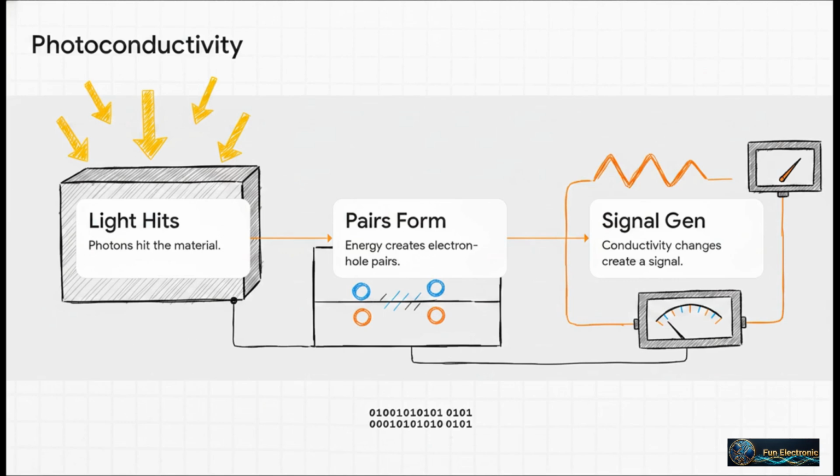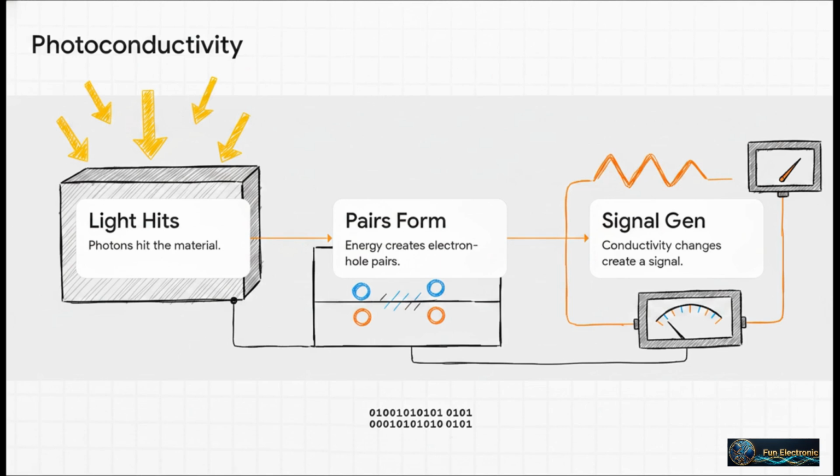This is known as the photoconductive effect. It's a simple three-step process. Step 1. Incident light, meaning incoming photons, bombards our semiconductor material. Step 2. The energy from those photons slams into the bound valence electrons and physically knocks them loose, generating those electron hole pairs across the band gap that we talked about earlier.